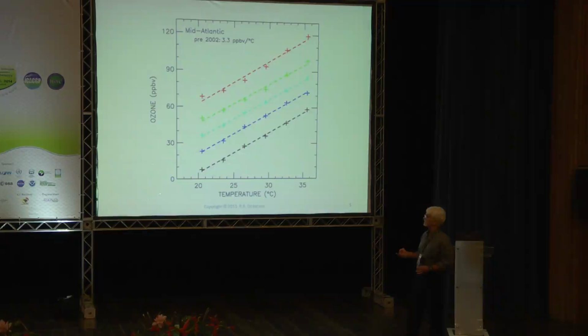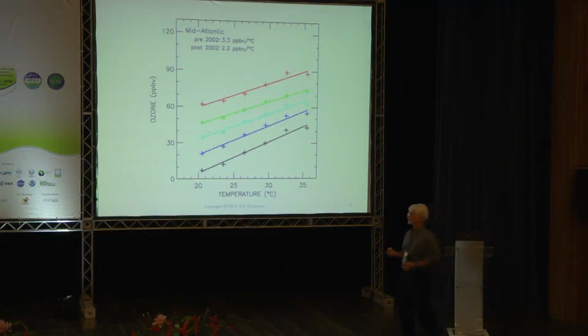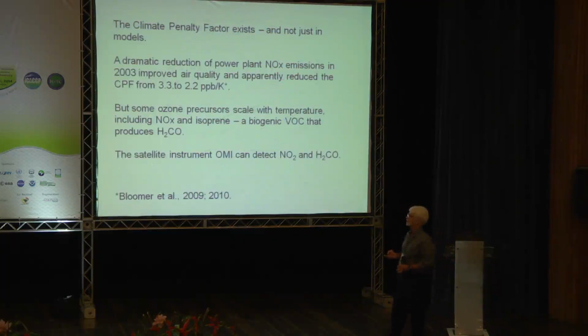So we go back and forth. So a big improvement. So yes, there's a climate penalty factor, not just in models, but in the observations as well. And it does appear to respond, as somebody asked, Hunwat asked yesterday, well, what's the impact of chemistry on the climate penalty factor? So it's there. And a degree is under human control.